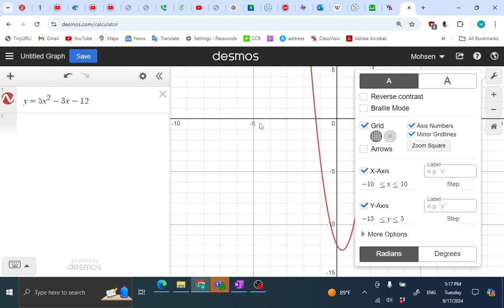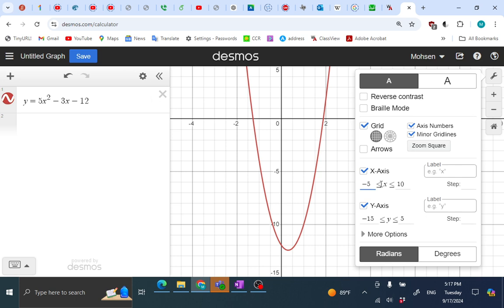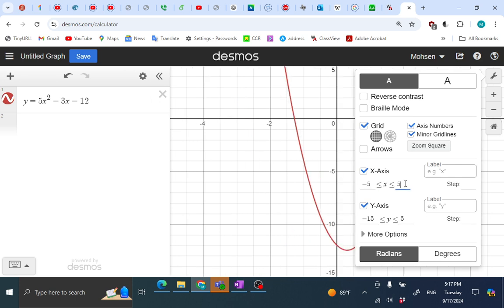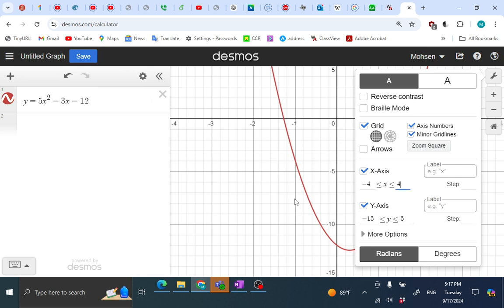For example, I can go to just -5 instead of going all the way to -10. So maybe I go to -5, and on this side I go to 5. So that got a little bit better. Perhaps you want to go to 4 maybe. That's up to you. So for example, -4. If you want to be symmetric, you go to 4 on the other side.